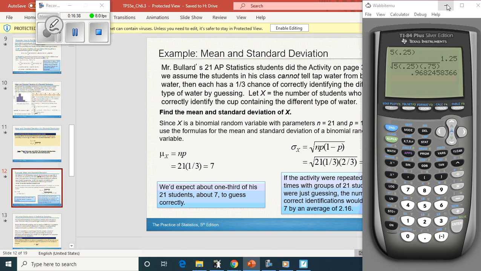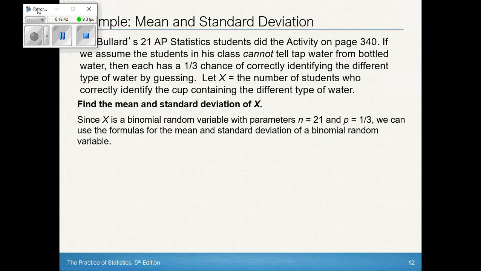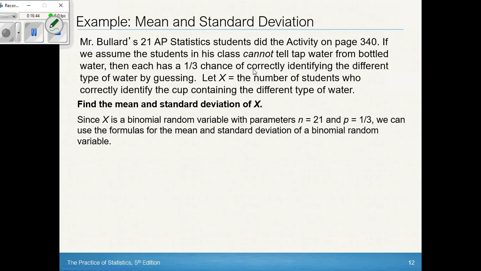So let's look at this problem now. We've got 21 students who can't tell the difference between tap water and bottled water, so they're just guessing. Each has a 1/3 chance of guessing correctly. X is the number of students who identify correctly which cup is different. So we've got 21 students, probability is 1/3. If each student is independent of the others, then it's a binomial random variable. And so I can use these formulas.